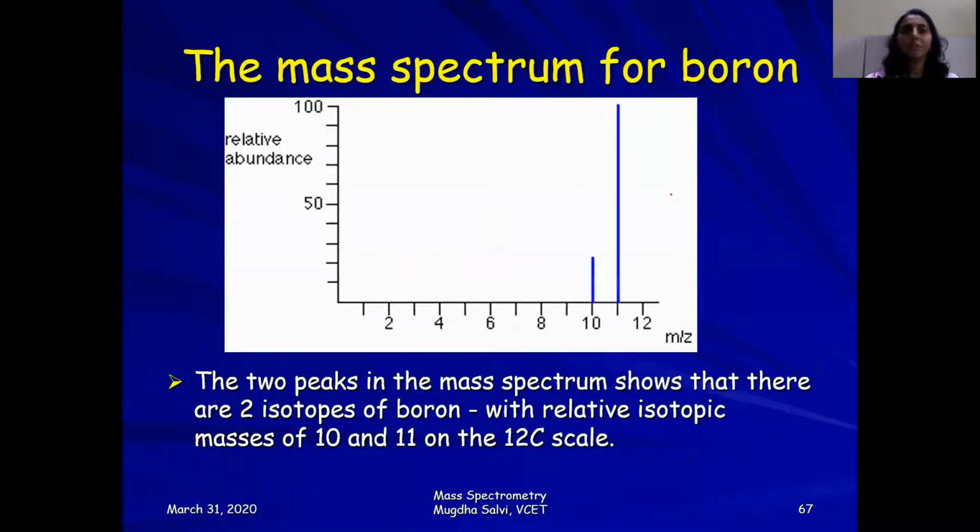This is the mass spectrum of boron. Two lines, because boron has 2 isotopes.